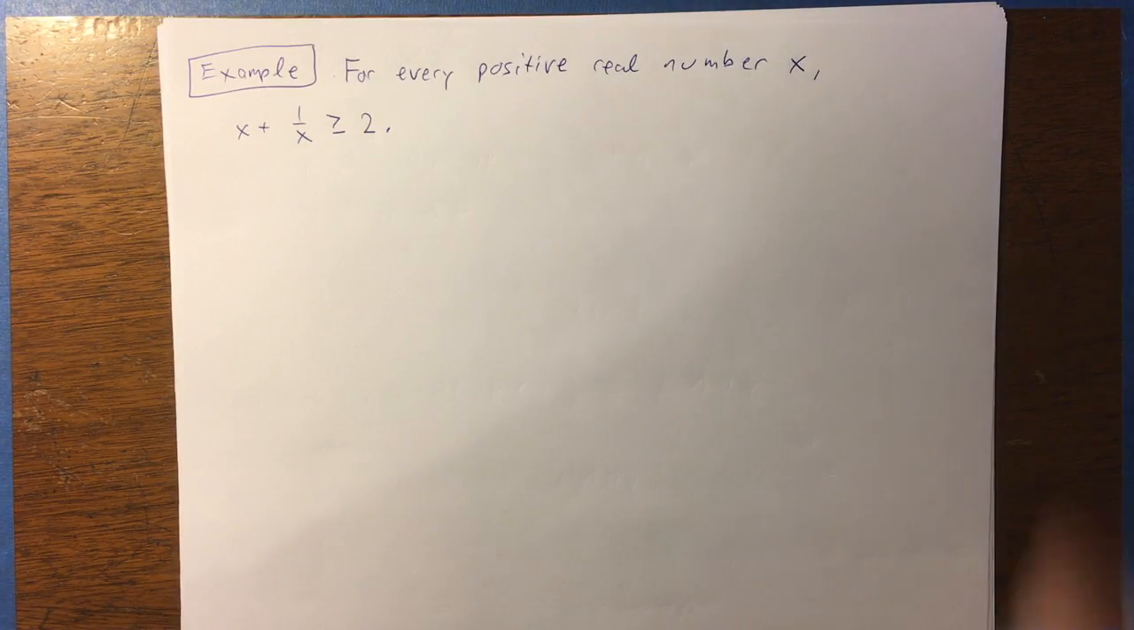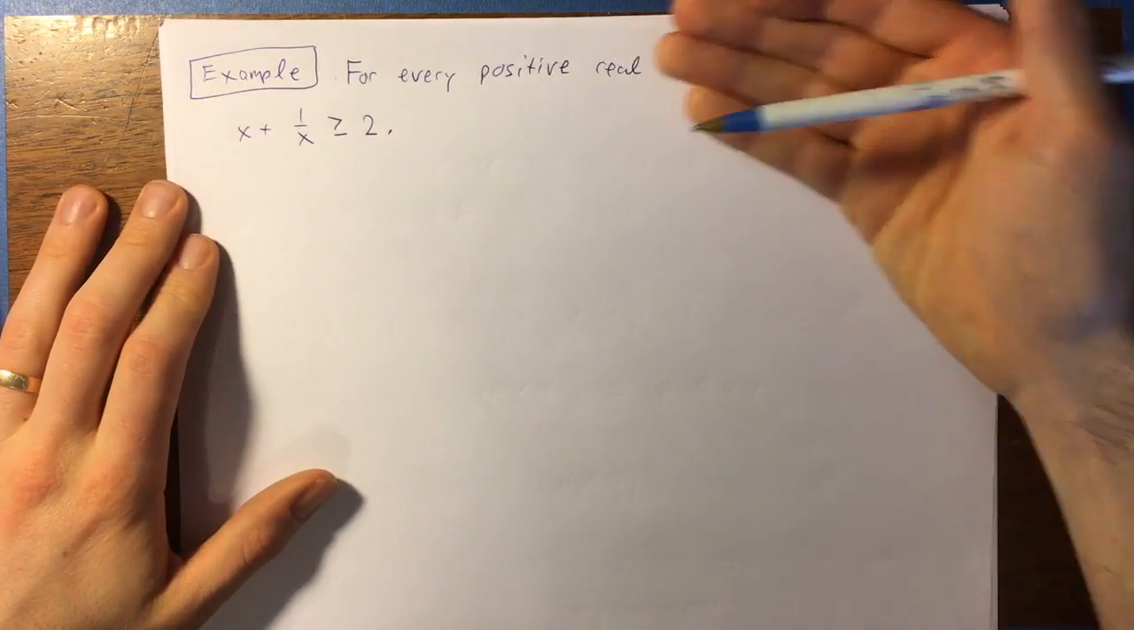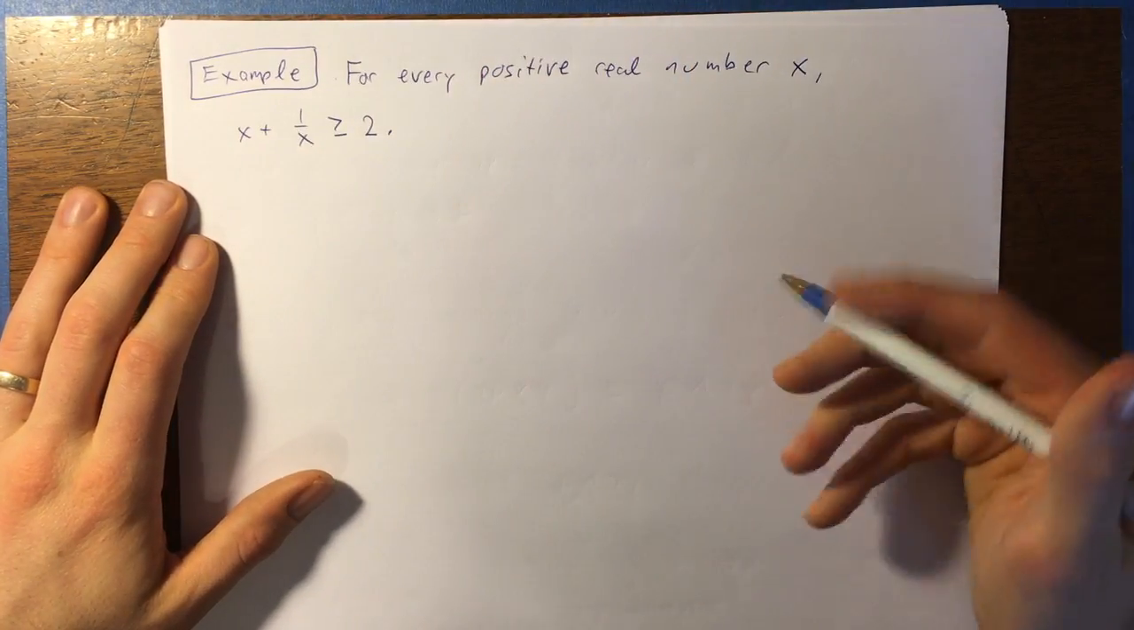All right, so here's the example that I want to prove. For every positive real number x, x plus 1 over x is greater than or equal to 2. Okay, so I'm going to prove this by contradiction. And to do that, it would help if I could get a symbolic statement equivalent to this one here. So I'm going to translate this from a sentence into a symbolic statement.